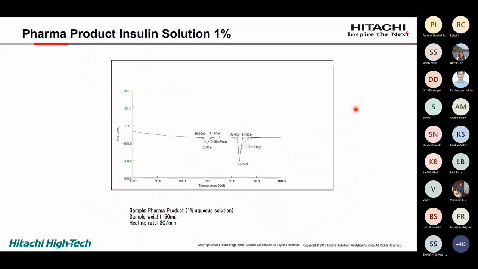Another application of DSC in the pharmaceutical industry is, again, a protein application. You can see here a 1% insulin solution. Insulin is undergoing a phase transition. You can see the phase transitions which occur on the lower side, as well as protein denaturation studies.